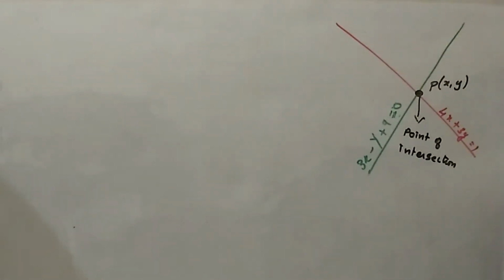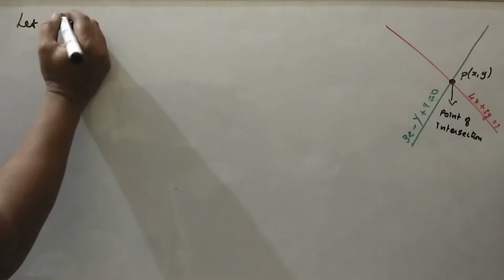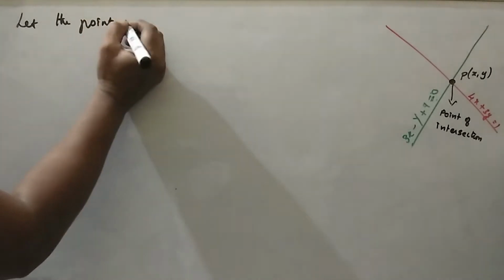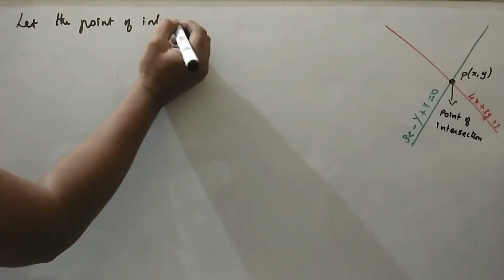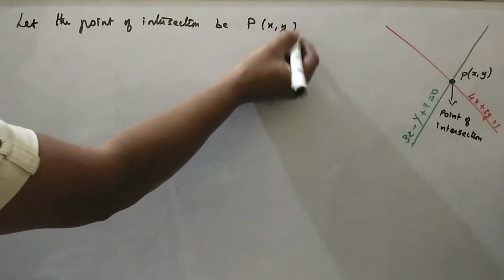Question number 11. Here it is given: find the point of intersection of the lines 4x plus 3y is equal to 1 and 3x minus y plus 9 is equal to 0. It is asking you to find the point of intersection of two lines. So, let the point of intersection be P.